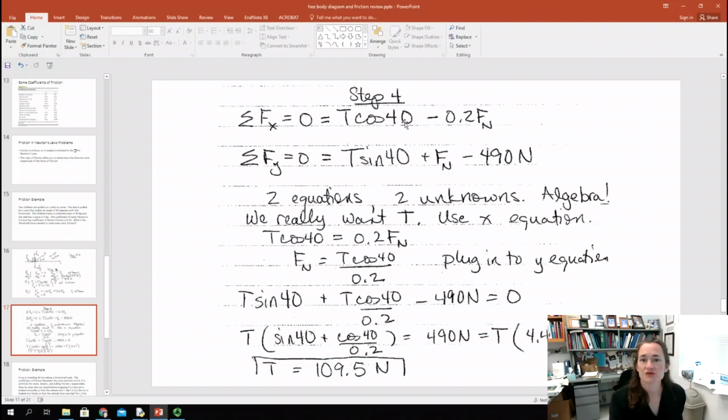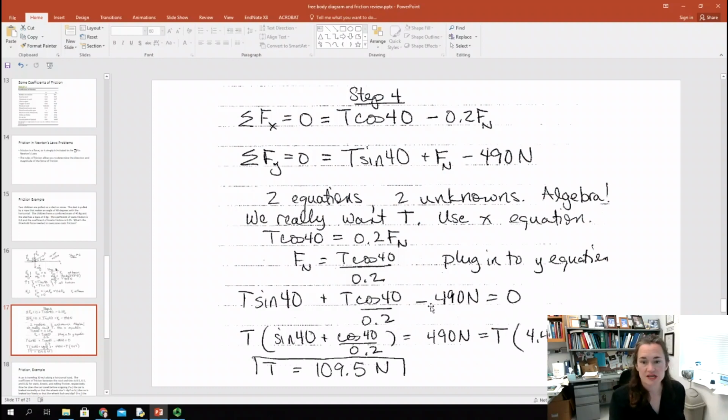So here we have T cosine 40 minus 0.2 F sub n is equal to 0. Solving by adding 0.2 F sub n to both sides, I end up with T cosine 40 equals 0.2 F sub n. And if I solve for F sub n, that's equal to T cosine 40 over 0.2. Doing it this way enables me to plug my normal force into my other equation and eliminate it, leaving only one variable, the tension, which is what I really care about. So now taking the equation for the sum of the forces in y and plugging in for the normal force, I can solve for tension. I have T sine 40 plus T cosine 40 over 0.2 minus 490 newtons is equal to 0.